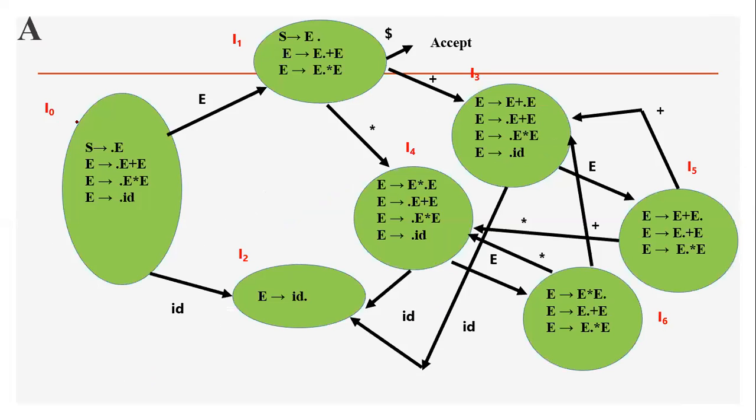This is somewhat tricky. So S derives .E. From that you started the production. Okay. And E means we are having three productions, is it not? E derives E plus E, E derives E star E, E derives ID. You have to put dot at the front.